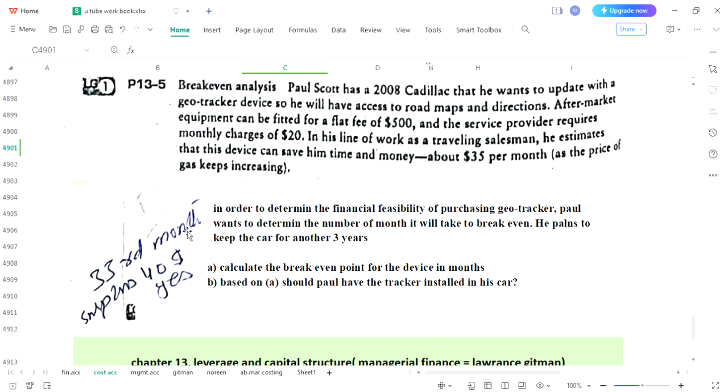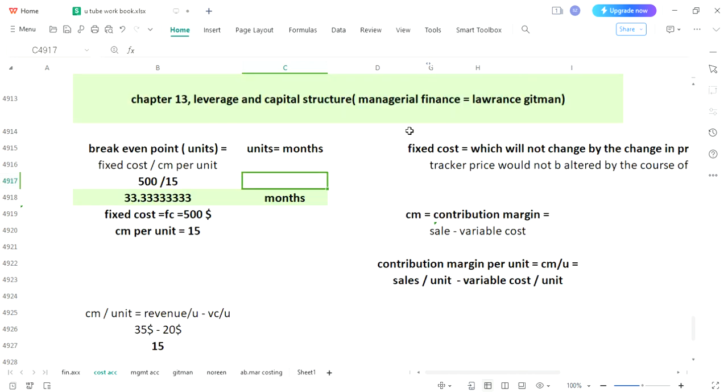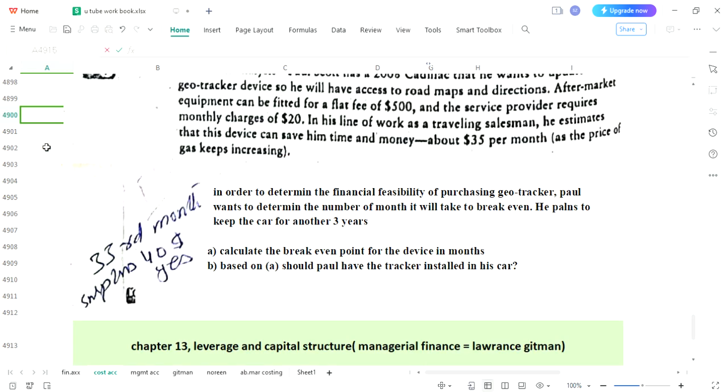What does that mean? It means at the 33rd month his whole cost will come back. It means 500, which was put as price, using this particular device for 33 months, its cost of 500 will return back to the pocket of Paul. This was part A, which we have completed. And now let's go back and see what else he wants to calculate. Break even point in terms of months, 33rd we have used based on A.